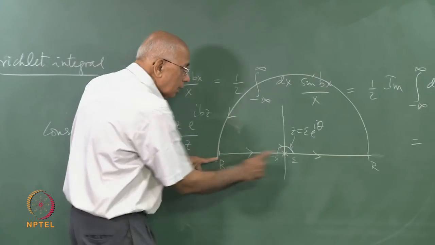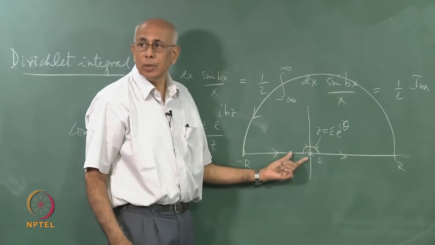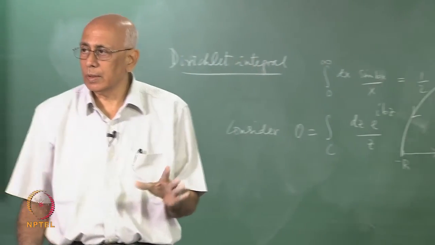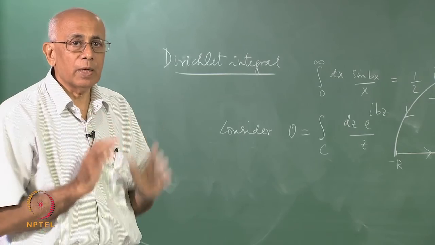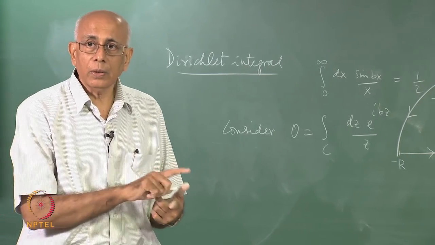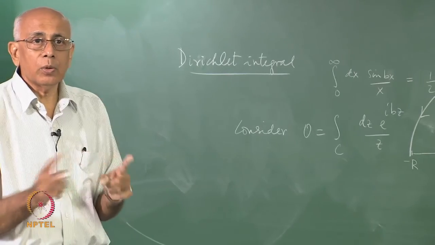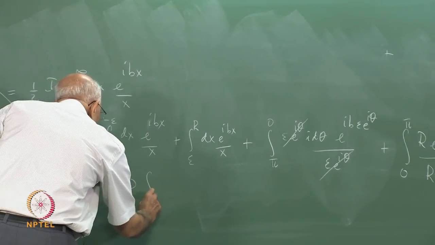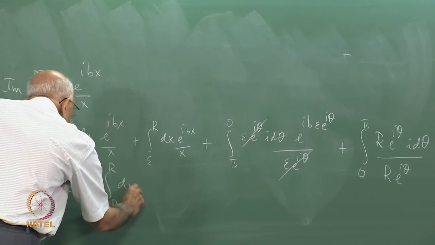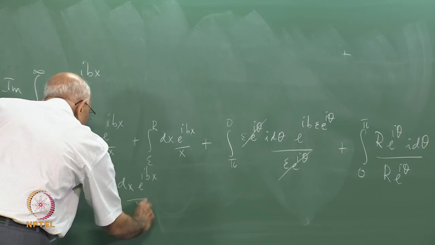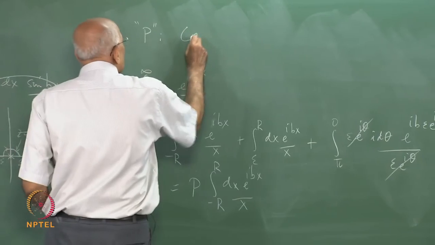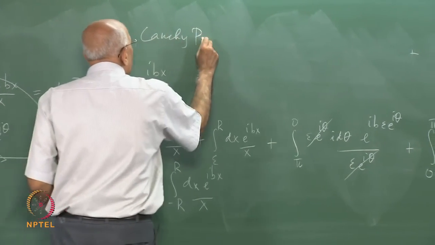Now this thing here, minus r to r with a symmetric neighborhood left out between minus epsilon and epsilon, is called the Cauchy principal value integral. So the Cauchy principal value is defined. If there is a singularity on the line of integration and an infinitesimal symmetric neighborhood of this is left out, what you get is a principal value integral. So this is equal to the principal value integral from minus r to r dx e to the I bx over x. This P stands for the Cauchy principal value.